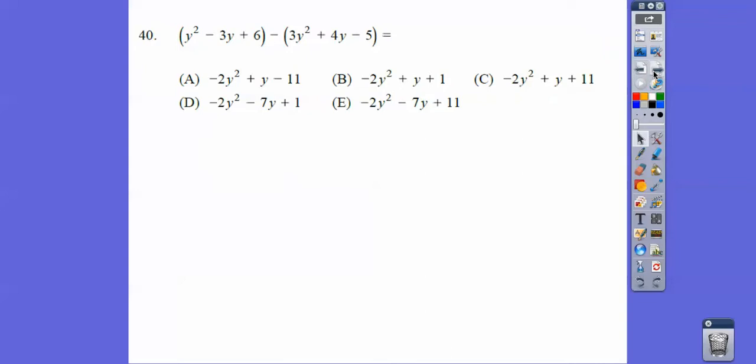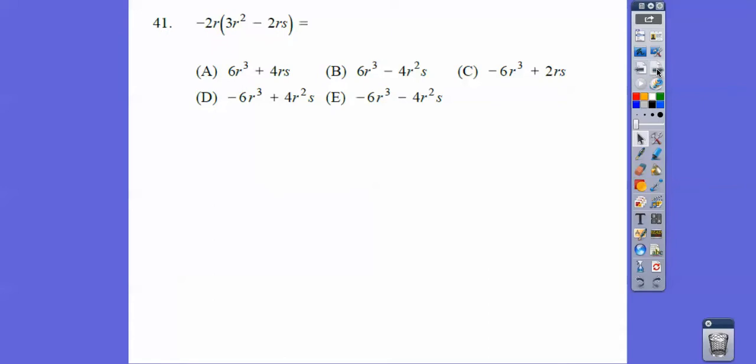All right, so here we're just going to distribute that negative through and then combine like terms. Y minus 3y squared is -2y squared. And then careful right here, minus this plus is a minus 4y, and then minus this minus 5 becomes a plus 5. So just watch when you distribute, okay?